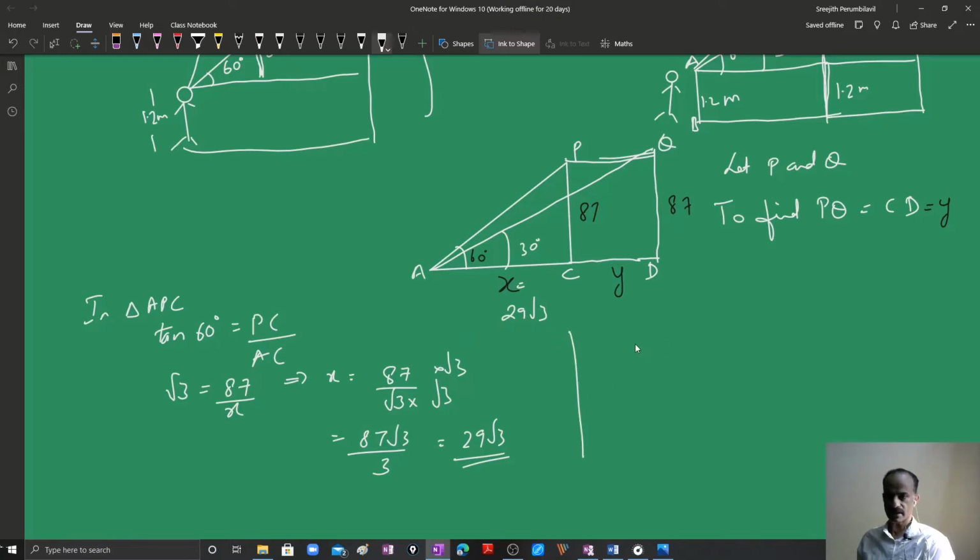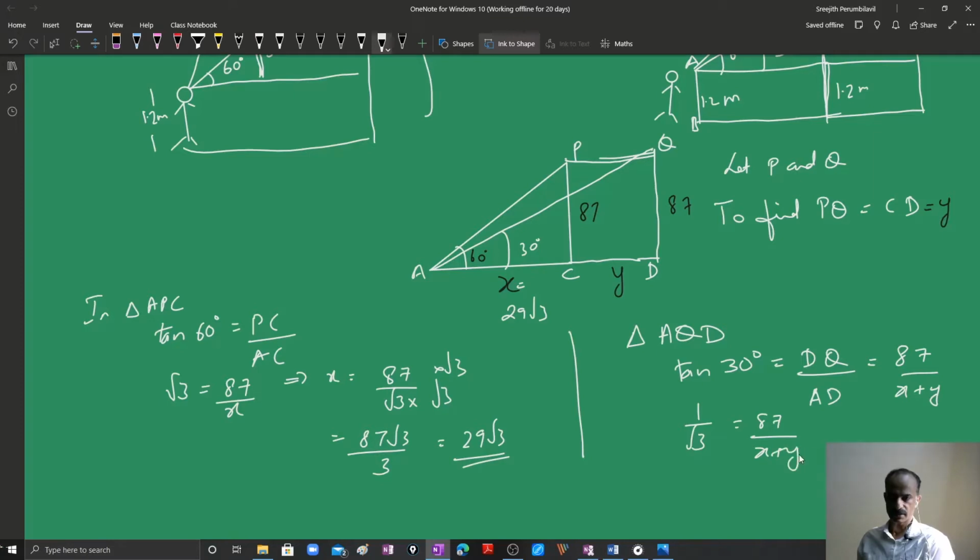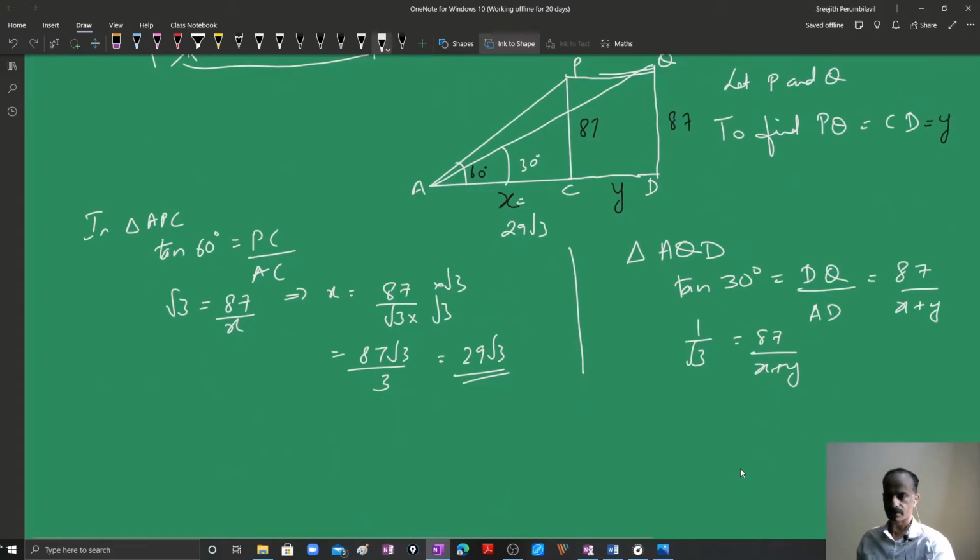Now we will go for the next triangle. In triangle AQD, tan of 30 degree is equal to opposite DQ by AD. That is equal to 87 divided by X plus Y. That is 1 by root 3 is equal to 87 divided by X plus Y, or X plus Y is equal to 87 root 3. What is Y?